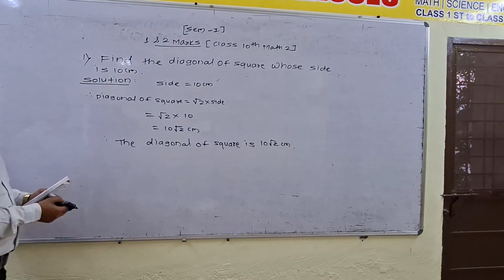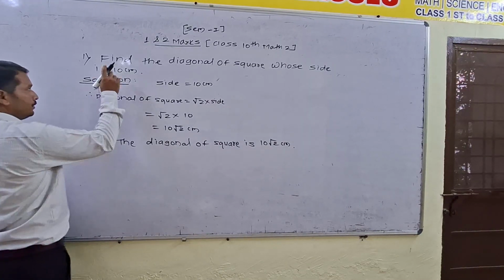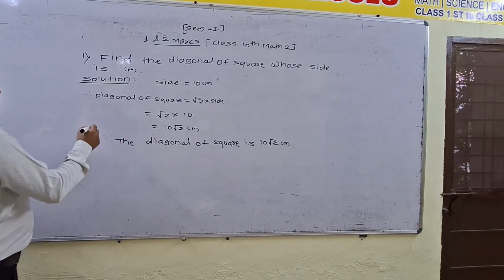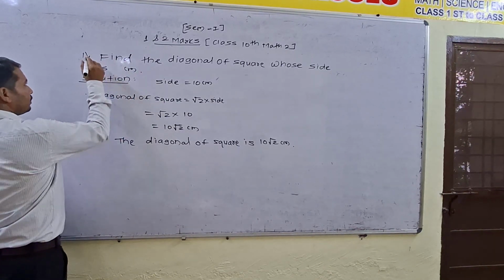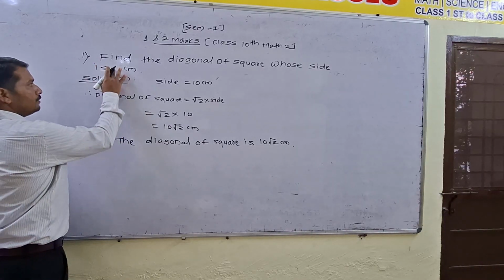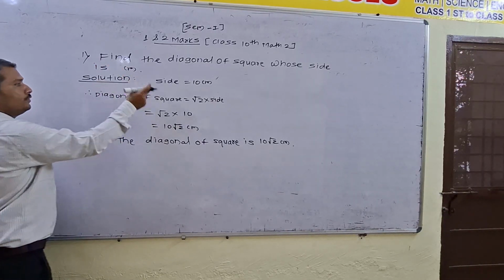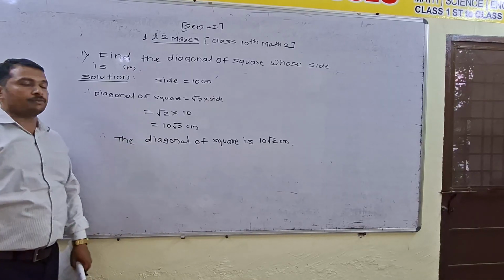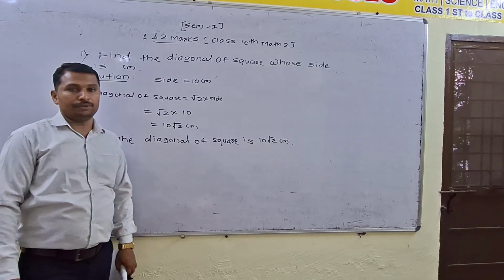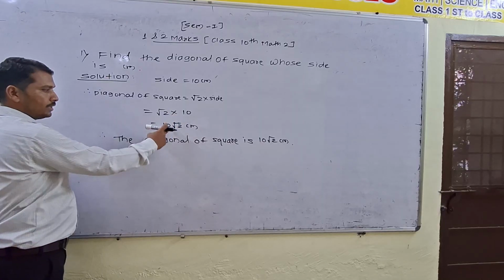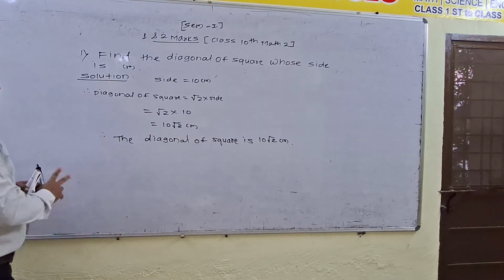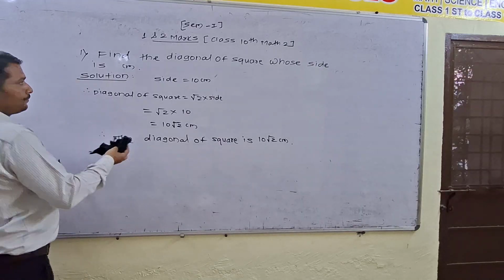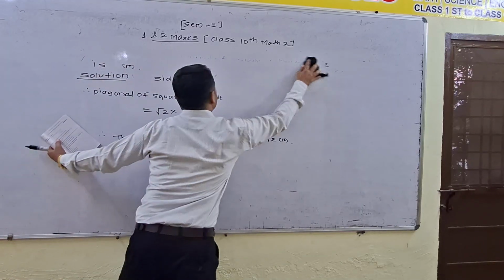If you solve it, only the values change. So if you put the value as 5, sometimes in the second question the values change again. Take any value in your mind and write down the formula again: diagonal of square is equal to root 2 into side, then substitute the values and find your answer. So the answer is next. Okay, question number 2. Next, question number 2.